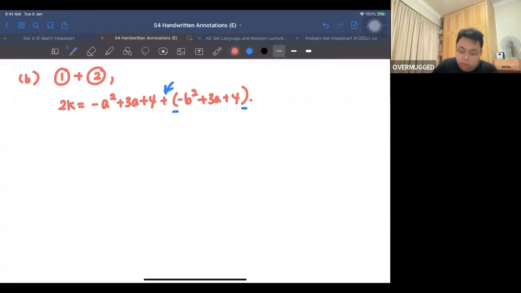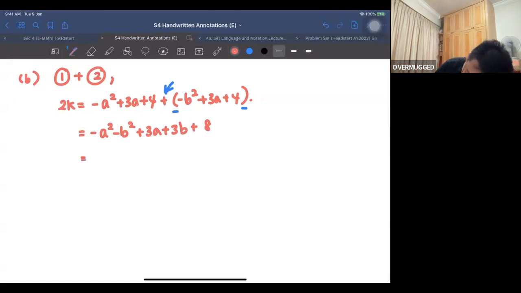Okay, so let's simplify this even further. Negative a squared minus b squared plus 3a plus 3b plus 8. And voila, I have an equation. But this is not what we want because it's clearly too complicated. So let's simplify it down. I can pull out a minus sign. Negative, a squared plus b squared minus 3 times a plus b minus 8.